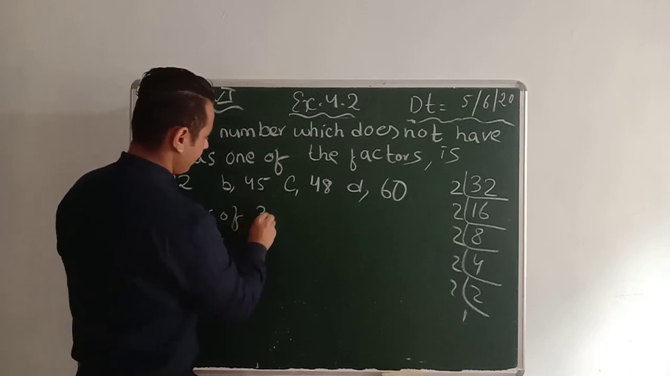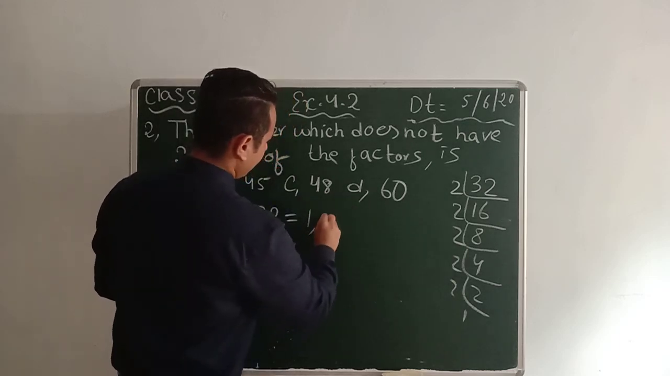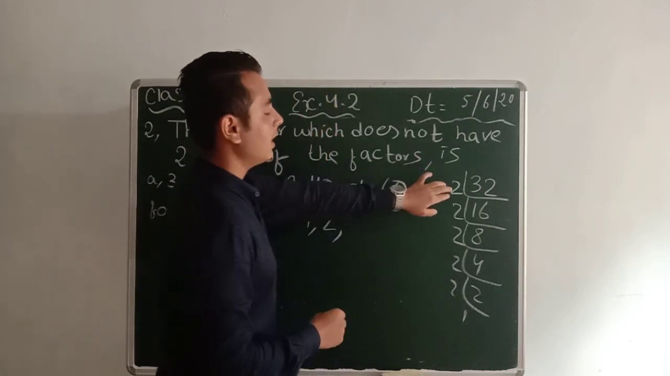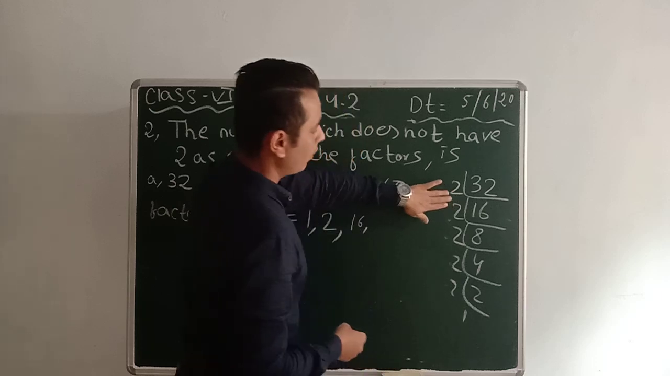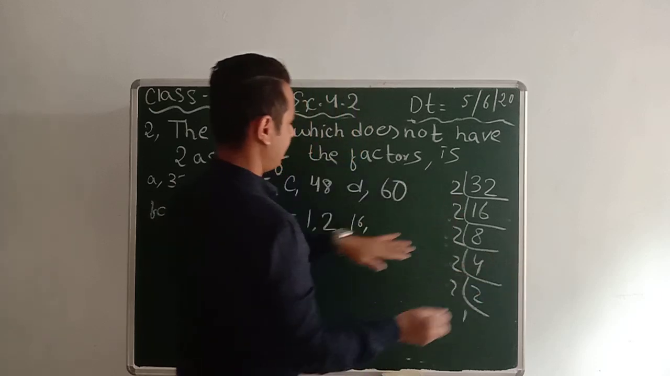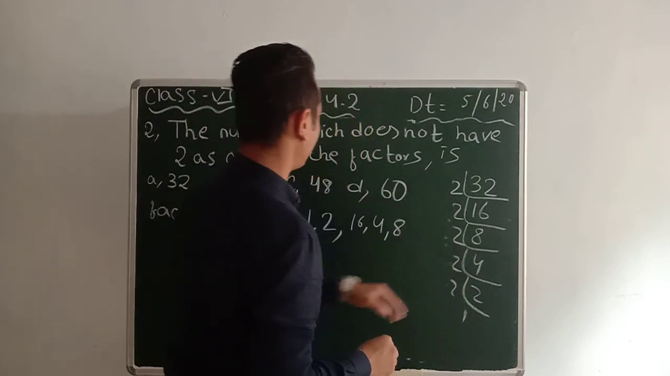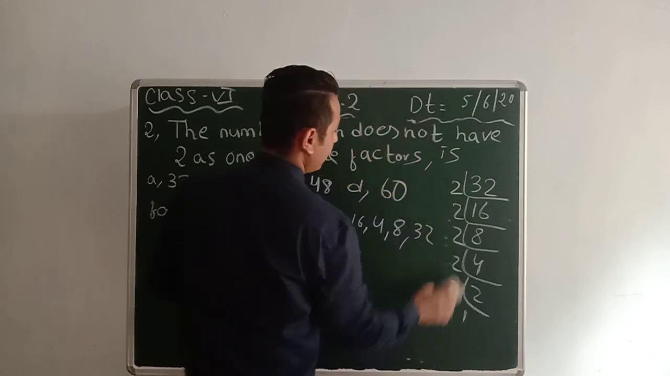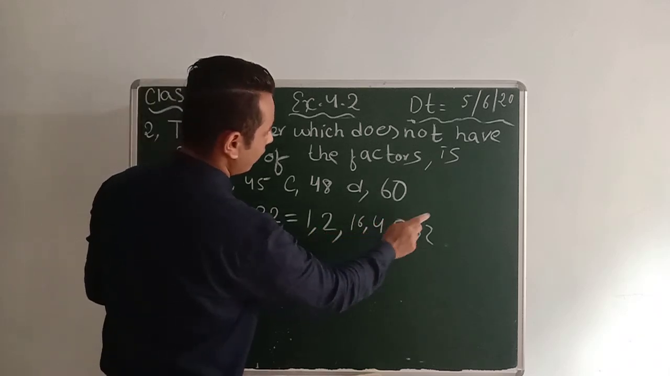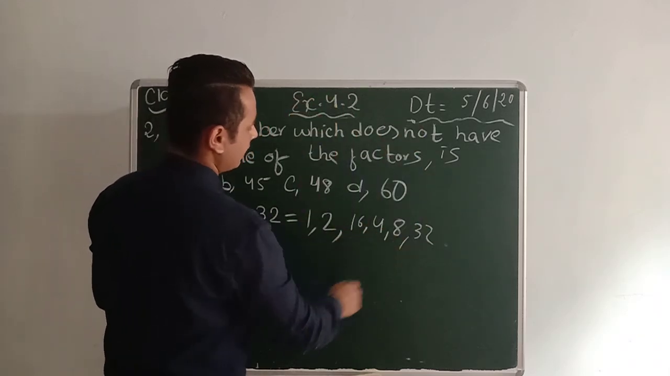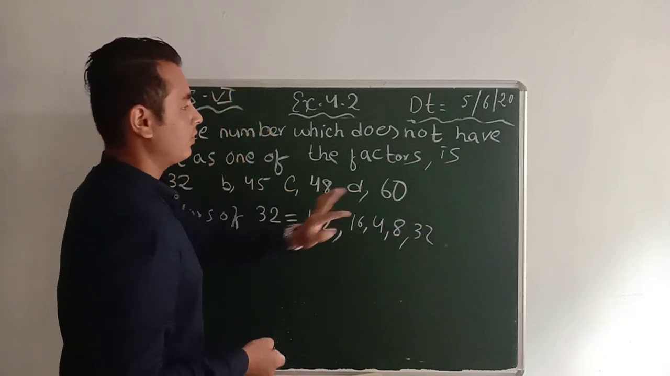What are the factors of 32? First of all, 1 will be the factor obviously. If 2 is the factor, then 2 2s are 4, 2 4s are 8, 2 8s are 16. That means 16 will also be a factor. If 4 is the factor, then 4 2s are 8. That means 4 and 8 will also be factors, and so on. And lastly 32. That means the factors of 32 are 1, 2, 4, 8, 16, 32. You can write this also. That means in this number 2 is there, so this is not the answer.